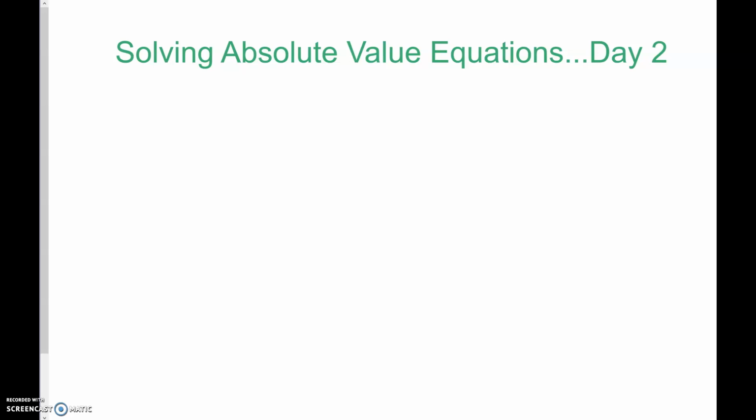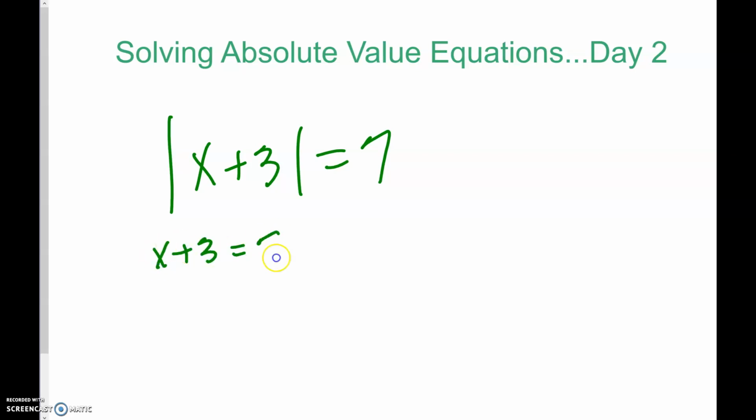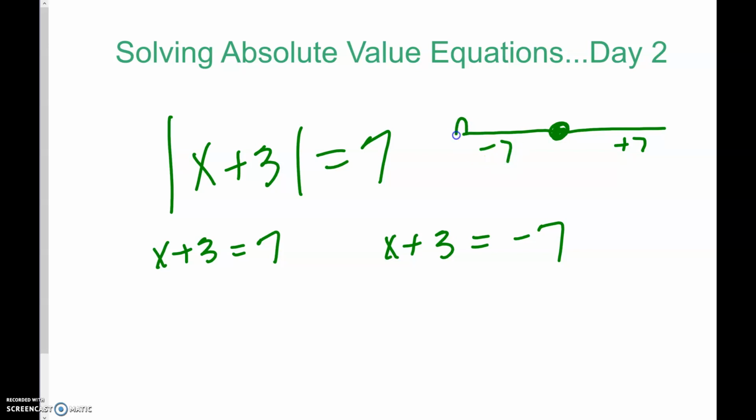So on Friday we solved absolute value equations that were something like this. And we found out that we needed to always write two cases: x plus 3 equals 7 and x plus 3 equals negative 7, because from a number, we can either go a positive 7 units or a negative 7 units, and both of these places are an equal distance away from the middle. So that's why we have a 7 and a negative 7.